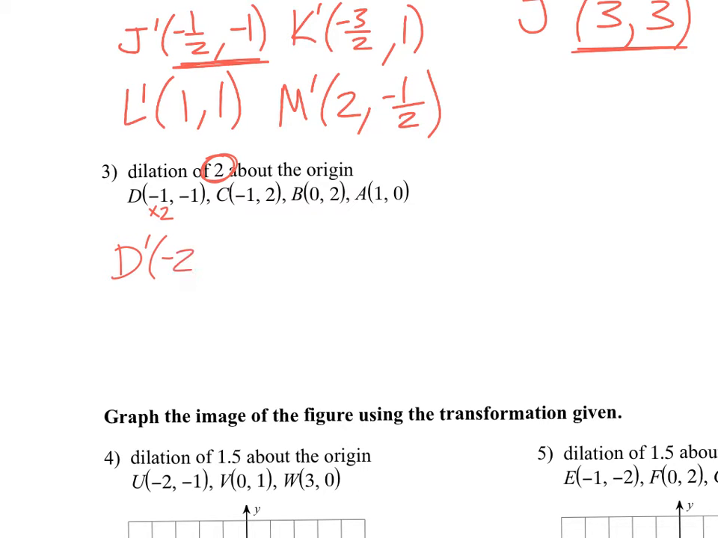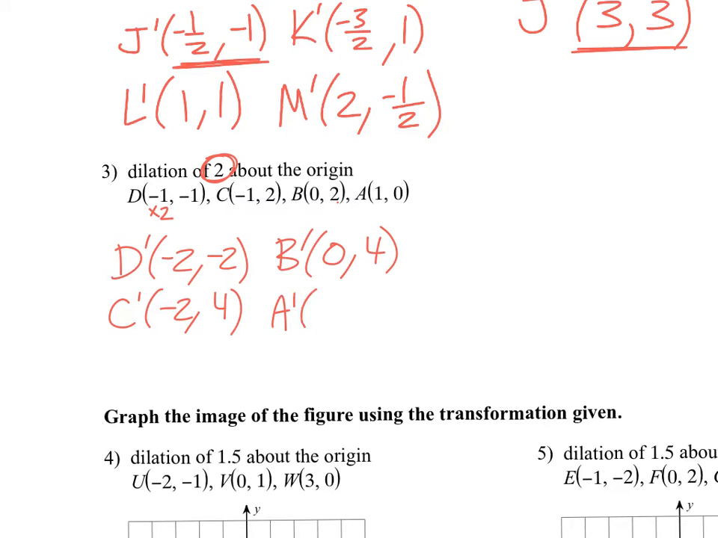-1 times 2 would be -2, -2. C apostrophe, -1 times 2 would be -2. 2 times 2 would be 4. So these are pretty easy, in my opinion. 0 times 2 is just still 0. 2 times 2 is 4. A apostrophe, +1 times 2 is 2. 0 times 2 is still 0. So that's where your new points would be.